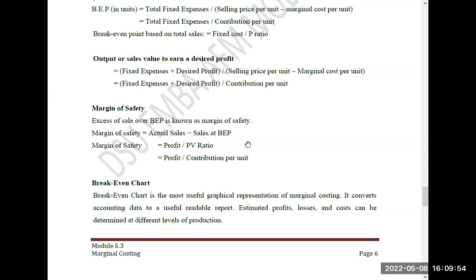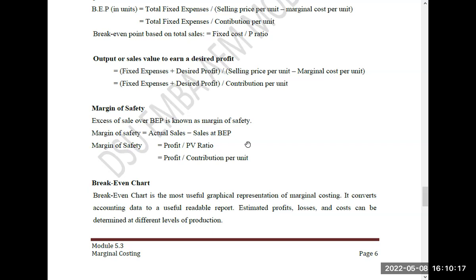3 lakh is the sales value. In that, minus the fixed cost, and minus the profit. So 1,50,000 is the remaining variable cost. Variable cost. Okay. Otherwise what you can do?